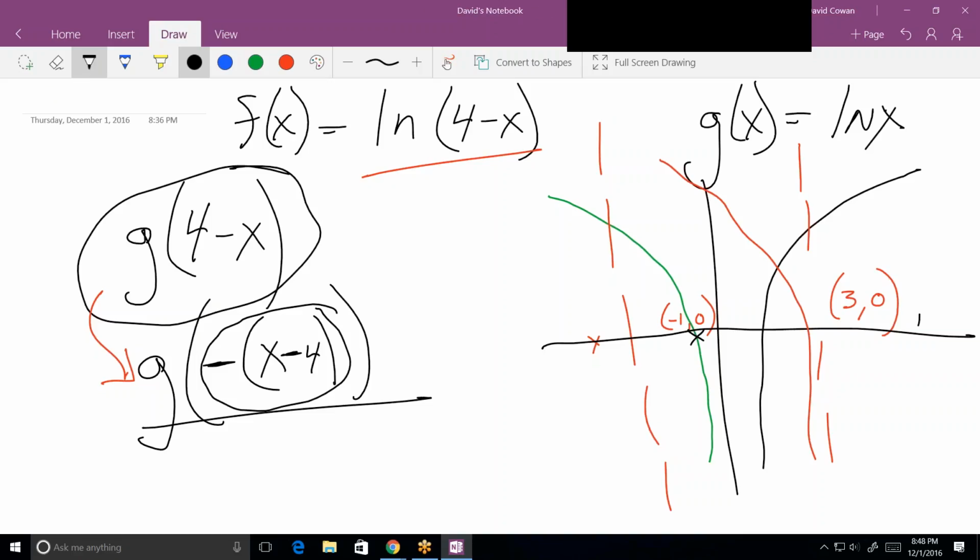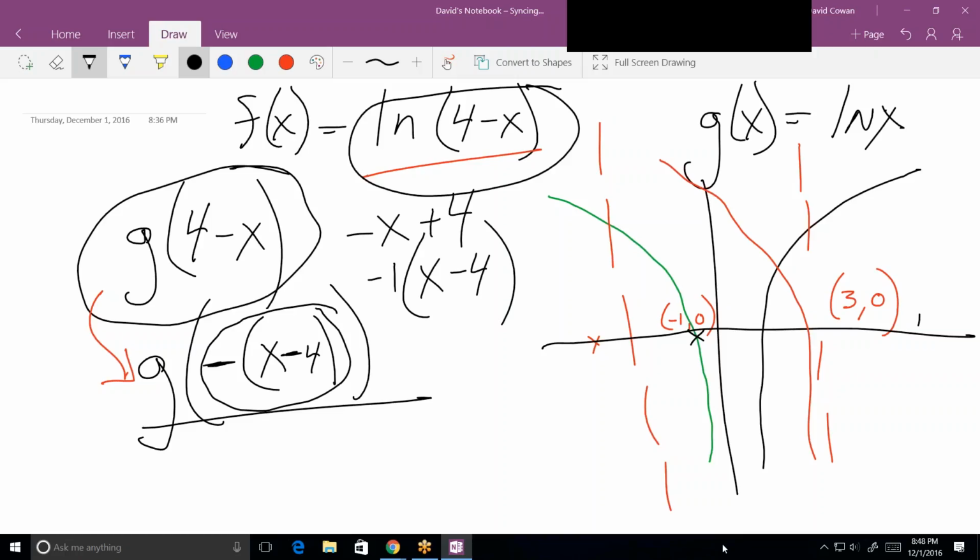Basically, you can think of it as you factored a minus 1 out. In other words, you wrote this expression as minus x plus 4, and then you factored a minus 1 out so that you have x minus 4, like that. I doubt that you'll see anything tougher than that.